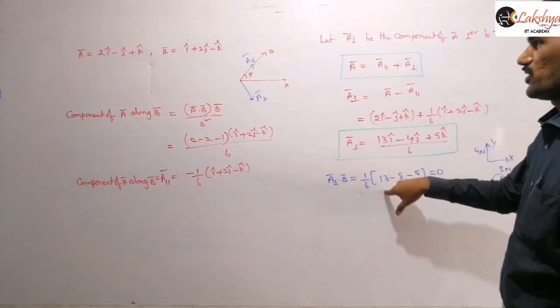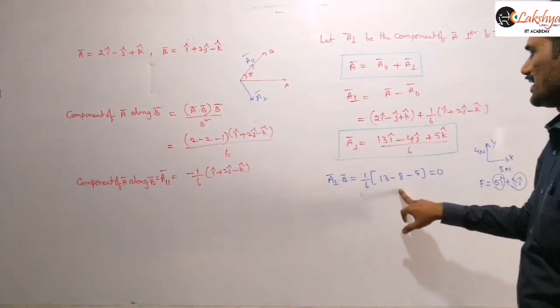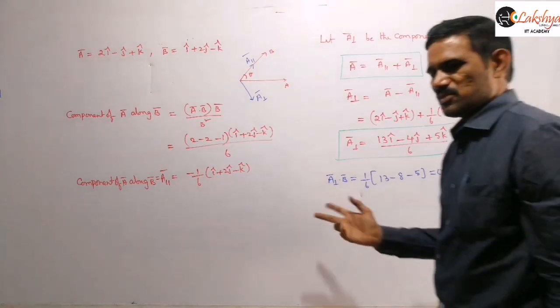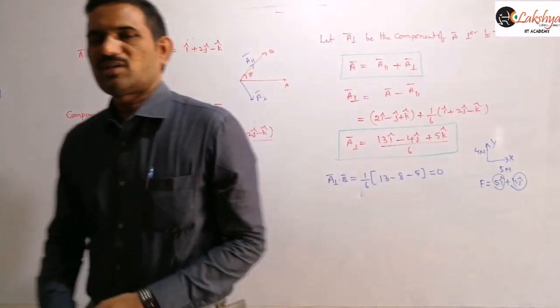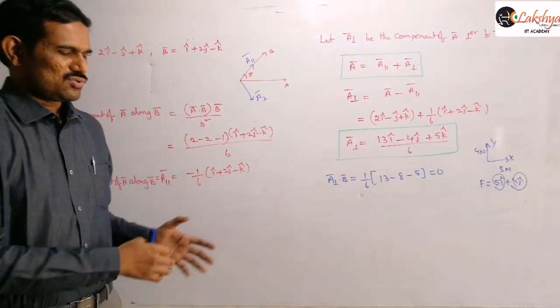If we find the dot product of those two vectors, we observe 13 and minus 8 and minus 5, so it is nothing but 0. That means they are perpendicular to each other, we can conclude. So that is a way of finding the perpendicular components in case of these vectors. Those are some applications.